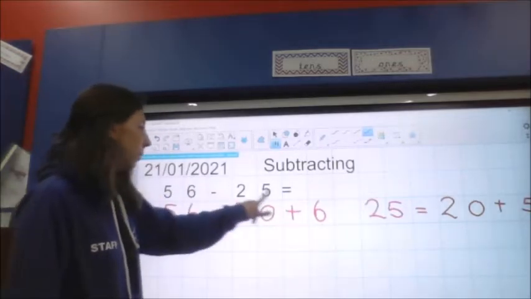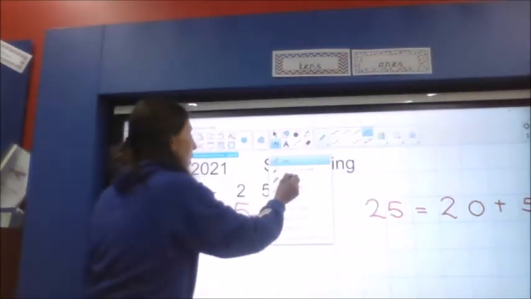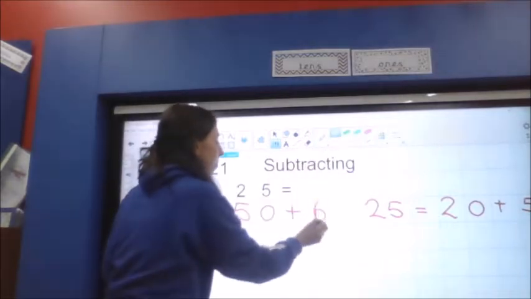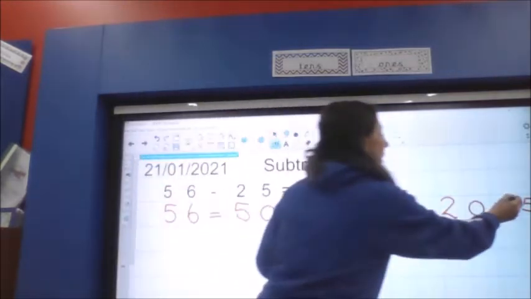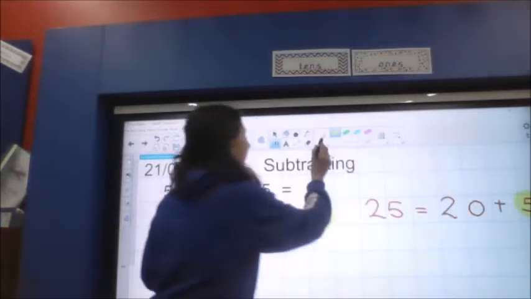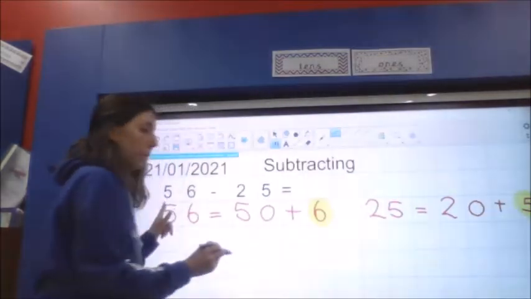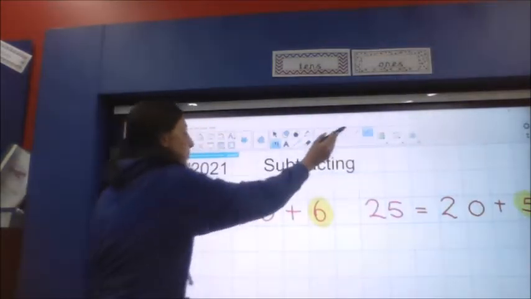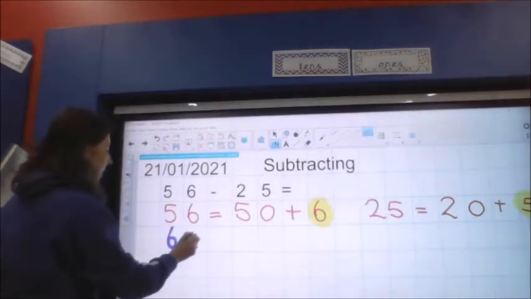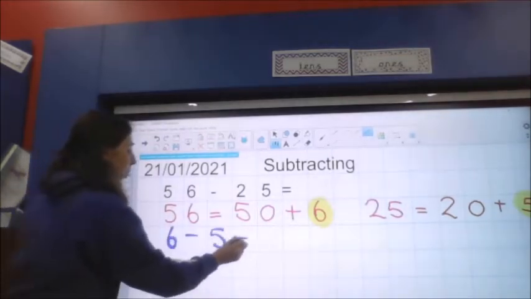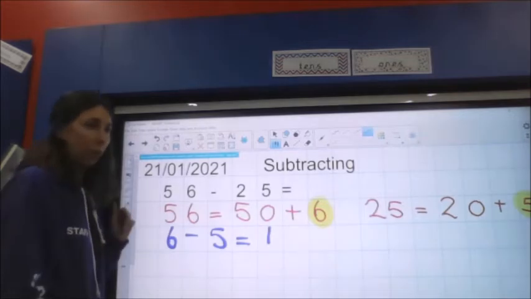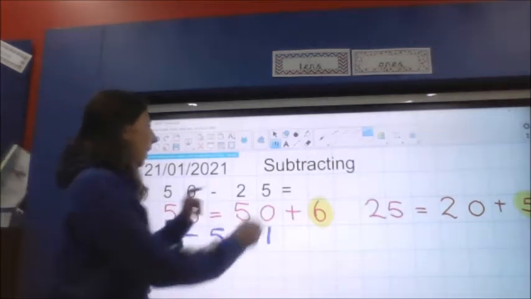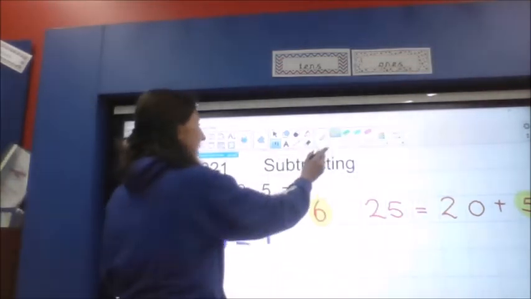So now I'm going to subtract. Remember, I'm taking away my ones. So I always find it helpful to colour my ones in. So I've got 6 ones in the first number, and I've got 5 ones in the second number. And I've got to remember that I am subtracting. So 6 take away 5 equals 1. That one, I could work it out. And then I'm going to subtract my tens.